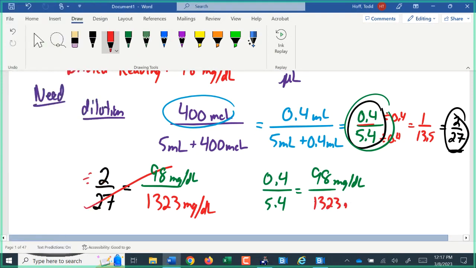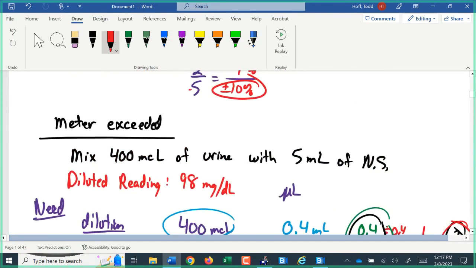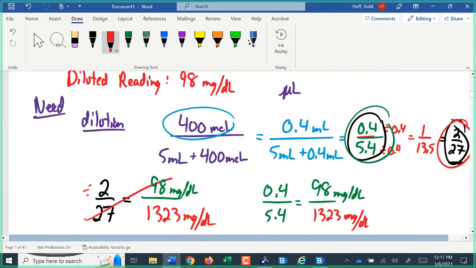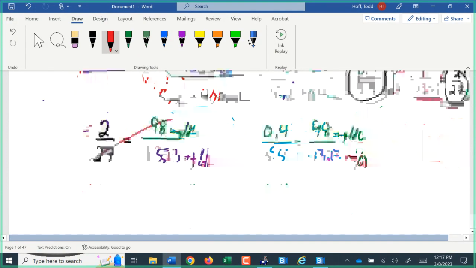So why do we prefer to have the dilution in whole numbers, 2 to 27? Because remember, we said the error in that meter increases by that dilution as well. So this gives us an idea that whatever our plus or minus error is in that meter, it's going to be 13.5 times, or a 2 to 27 ratio, of that error.